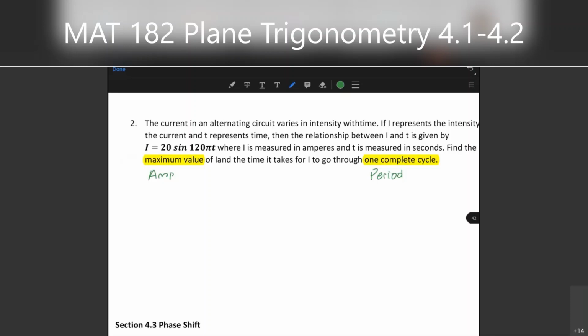So if I consider first the question of the amplitude, what is the amplitude for this circuit? Right? And how would we measure 20? What's the units of measure here? It would be our amperes. Yep. So amplitude here would just be amperes. So the intensity I is just measured in amperes.